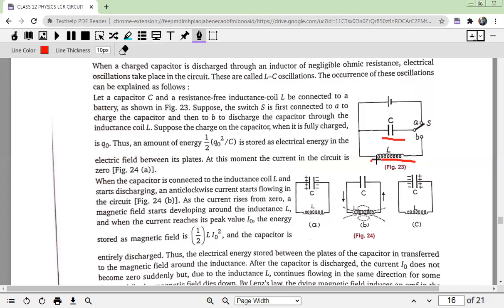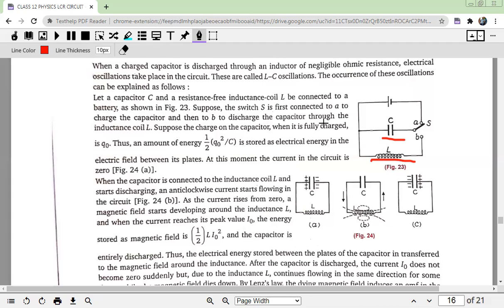As you know, if there is some resistance, then what will happen? On flowing the current, electrical energy will change into heat energy because of the resistance. So, with negligible ohmic resistance, electrical oscillations take place in the circuit. What is the meaning of these electrical oscillations? It is the interconversion of energy from one form to another form.